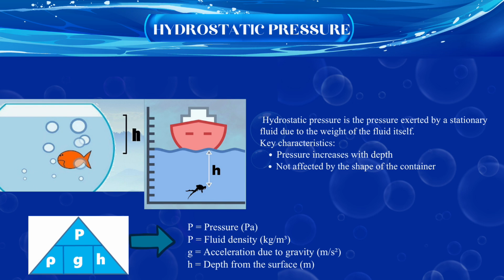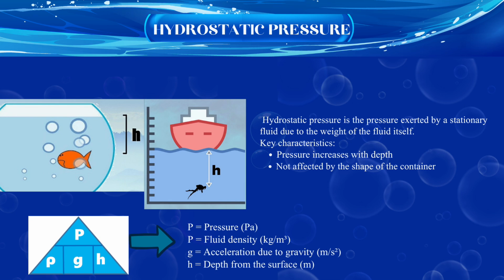On this slide, several illustrations are presented, including fish and a diver underwater, a ship on the surface, and a formula triangle. The illustrations of the fish and the diver are used to represent the concept of depth. From these images, we can understand that the deeper an object is submerged in a fluid, the greater the pressure it experiences. This occurs due to the accumulation of fluid mass above the object.